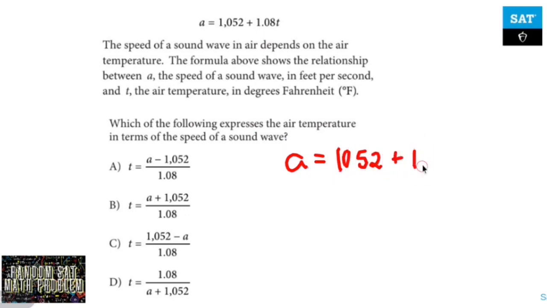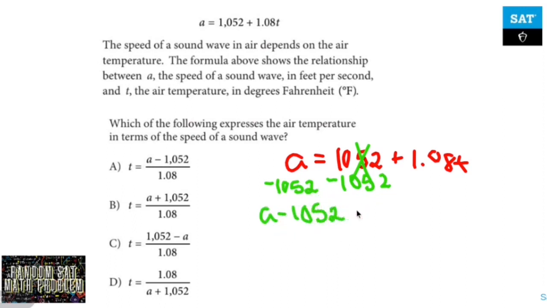I'm going to first look at what I have. T is not by itself because I have a number multiplied to it and I have a number floating around. Always get rid of the one that's floating around first. In this case, the way we get rid of it is we subtract it from both sides. So I have minus 1052, cross out. A minus 1052 is now equal to T times 1.08.